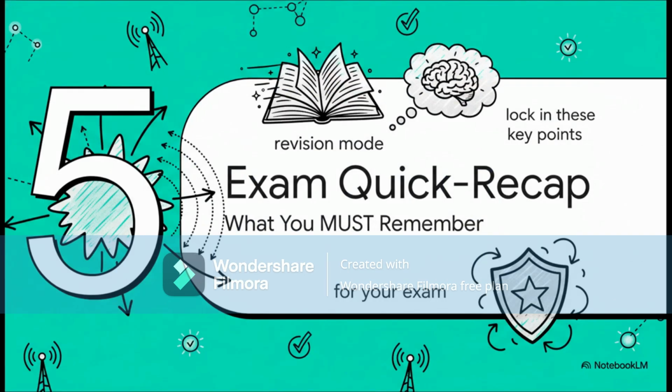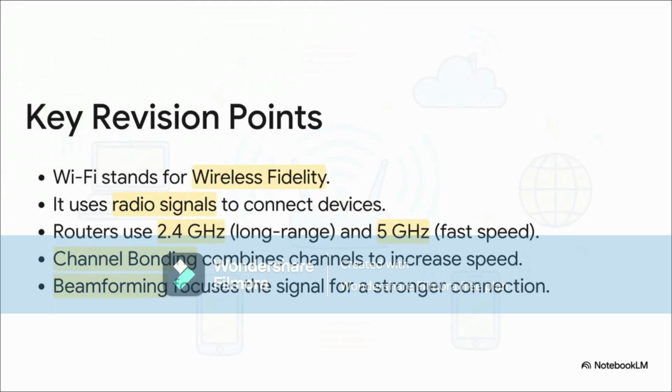All right, let's switch into full-on revision mode. If you remember nothing else from this, please make sure you lock in these key points for your exam. Okay, let's run through this rapid fire. Number 1, Wi-Fi stands for wireless fidelity. 2, it uses radio signals, not cables. 3, the two bands are 2.4 GHz for long range and 5 GHz for high speed. 4, channel bonding makes things faster by combining channels. And 5, beamforming focuses that signal right at your device.